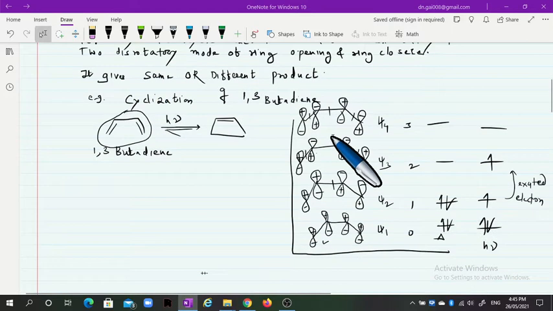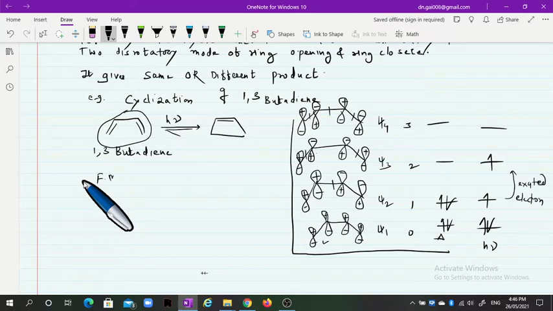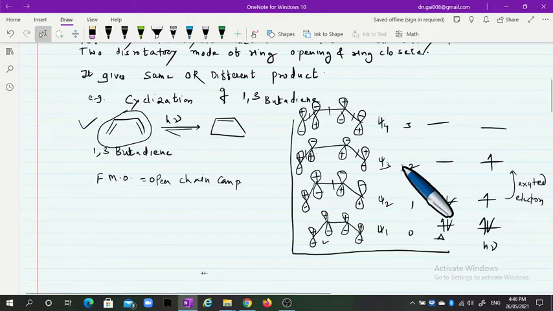For studying the FMO approach we have one example, that is the conversion of 1,3-butadiene into cyclobutene. As we have discussed, in the FMO approach we always consider the open chain compound. In this case 1,3-butadiene is the open chain compound. We already know how to draw the molecular orbital diagrams, as we have already discussed.